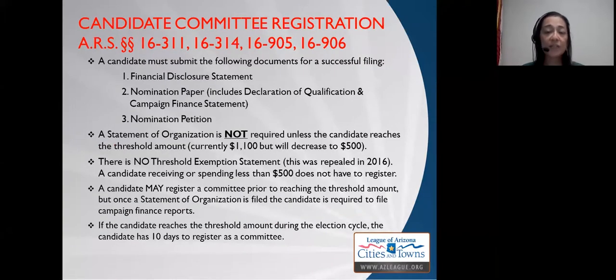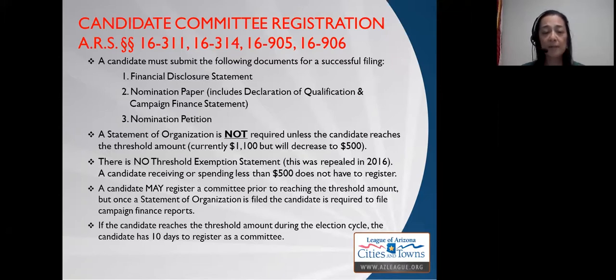So when your candidates are coming in for filing, they're going to submit their financial disclosure statement, their nomination paper, which includes the declaration of qualification and their campaign finance statement, and then their nomination petitions. The statement of organization, as I mentioned before, is not required unless they've reached that threshold amount. So that's the trigger, not necessarily coming in to file their nomination paperwork.